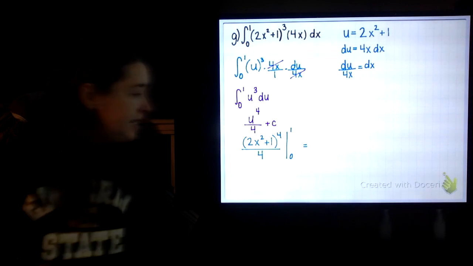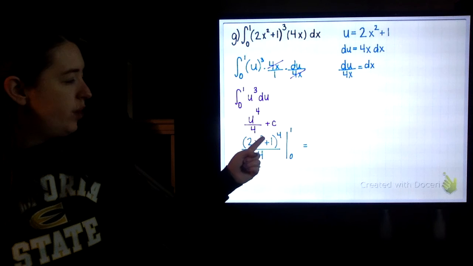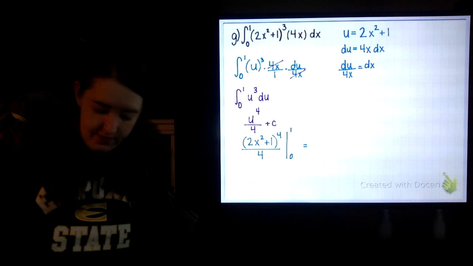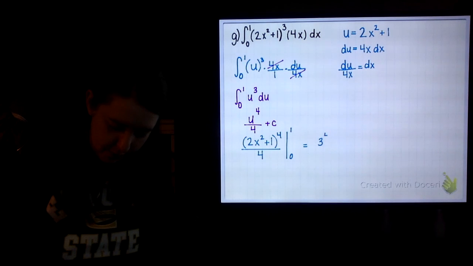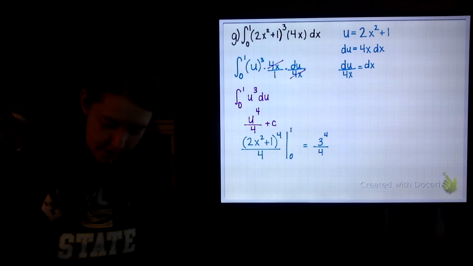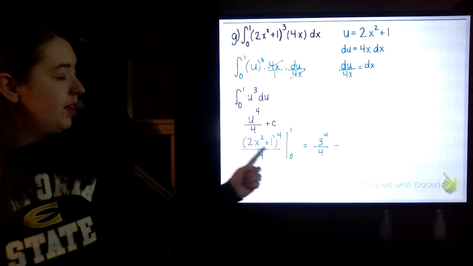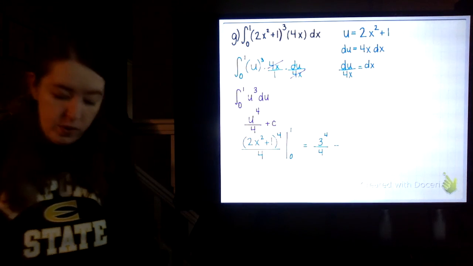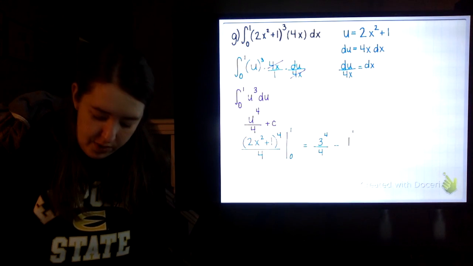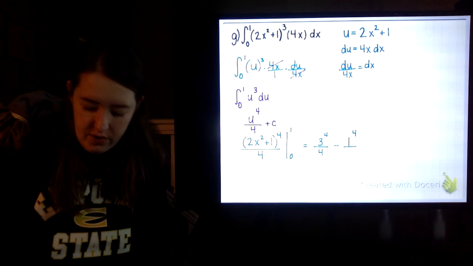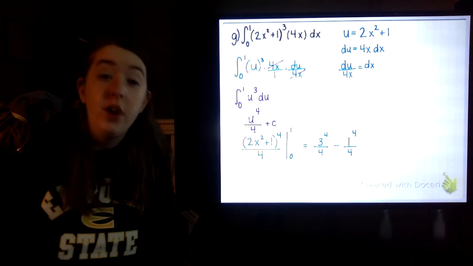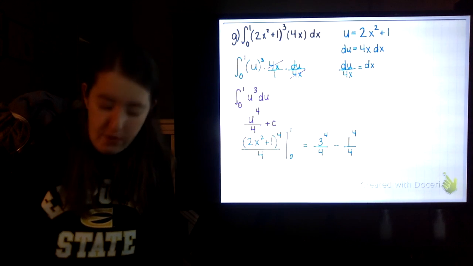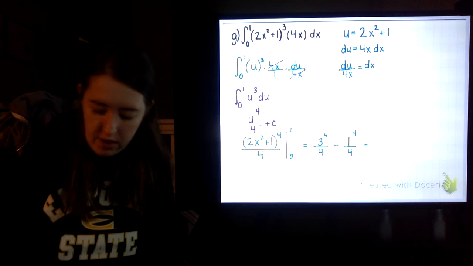So when I plug 1 into all of that, let's see, 1 squared is 1, 2 times 1 is 2, 2 plus 1 is 3. So I have 3 to the 4th over 4 minus, and then if I plug in 0, 0 squared is 0, 2 times 0 is 0, 0 plus 1 is 1. So we have 1 to the 4th power over 4. And then if you figure out what 3 to the 4th is, divide that by 4, subtract a 4th from it, you're going to end up with 20.